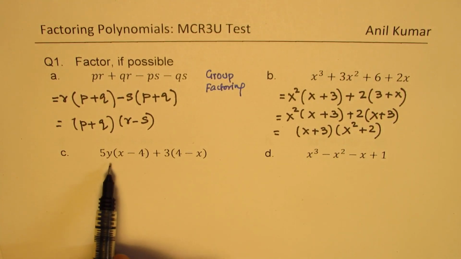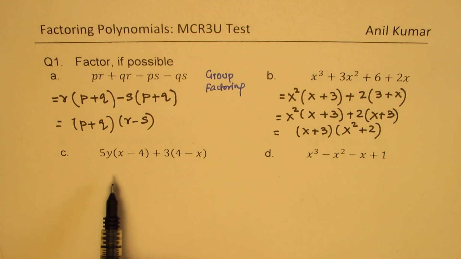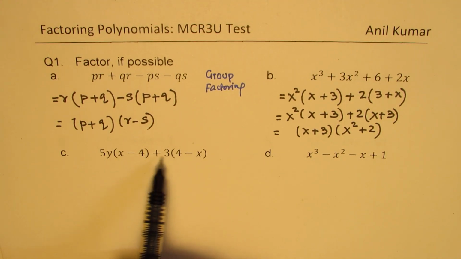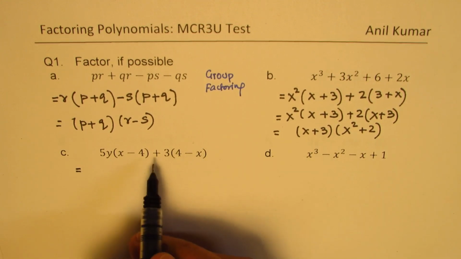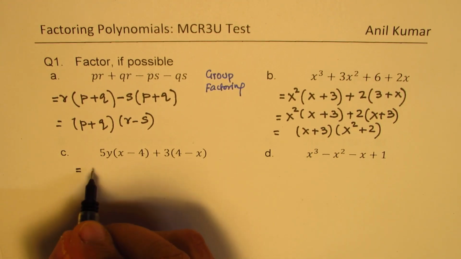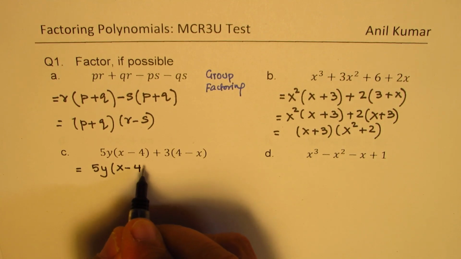C, 5y times x minus 4 plus 3 times 4 minus x. Can you factor this? Do you have a common factor? Well, x minus 4 and 4 minus x, does that remind you of something? Well, what we could do is we could change the sign. See what happens. We get 5y times x minus 4.